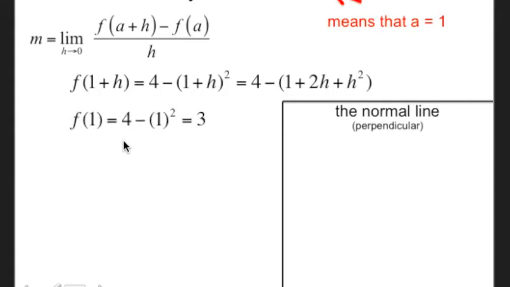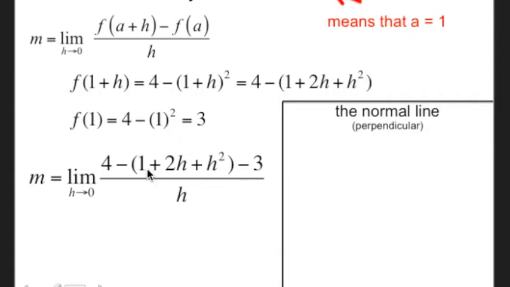And then we can substitute in 1 for our a value, and that's just a straight function value like you're used to doing in algebra, algebra 2 and pre-calc. So when we substitute in the value of 1 here, we get 4 minus 1 squared, which is 3. So we're going to put those two expressions into our definition of the slope of the curve at a point. So here's our f of 1 plus h. Here's our f of 1, divided by h.